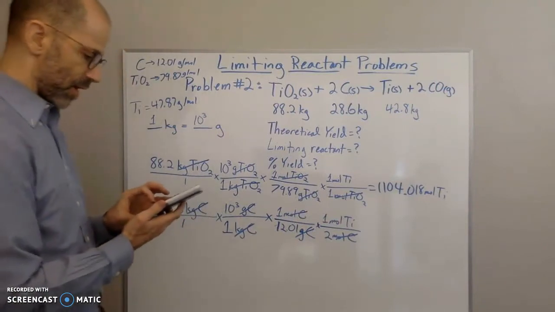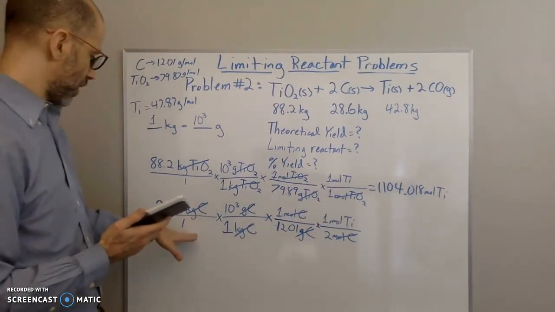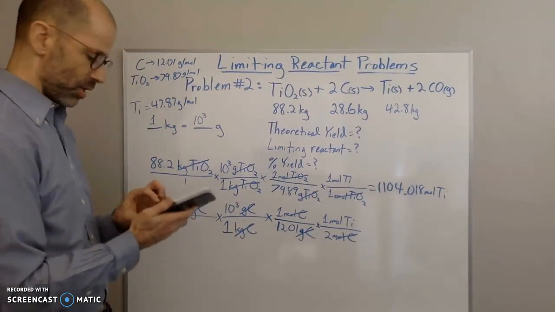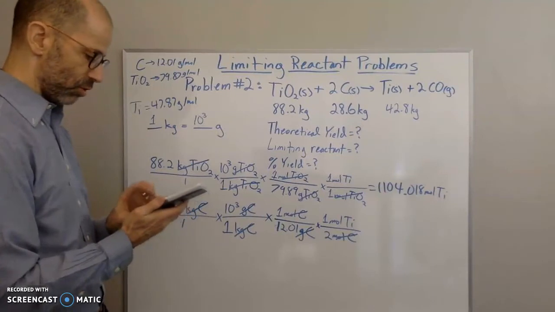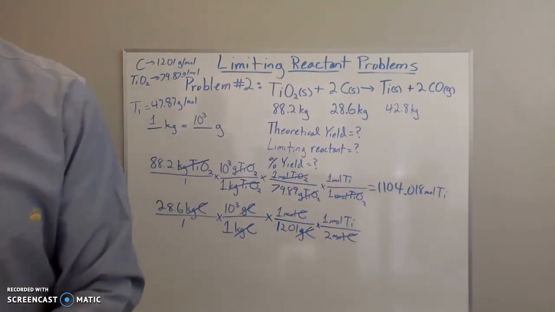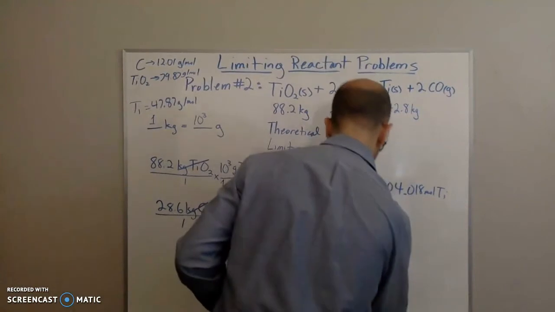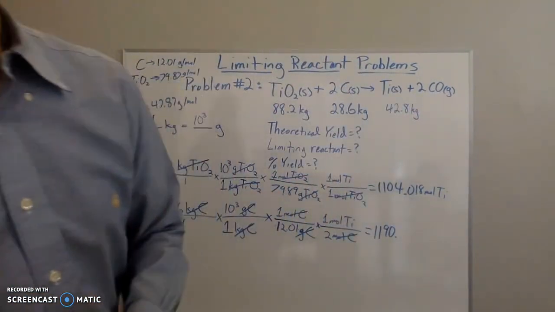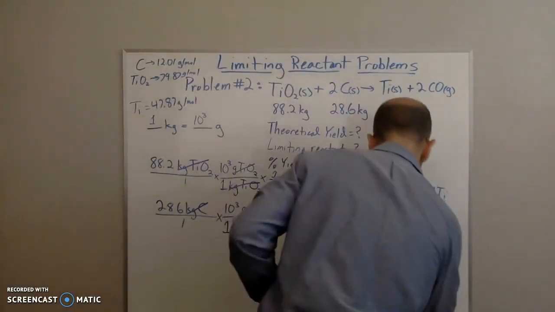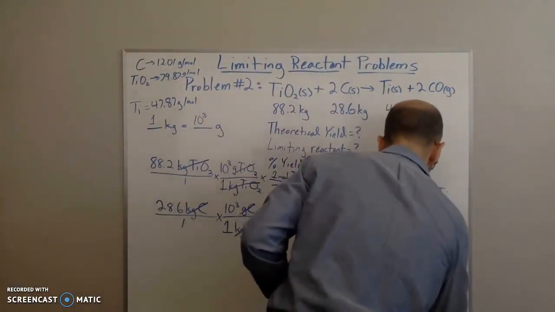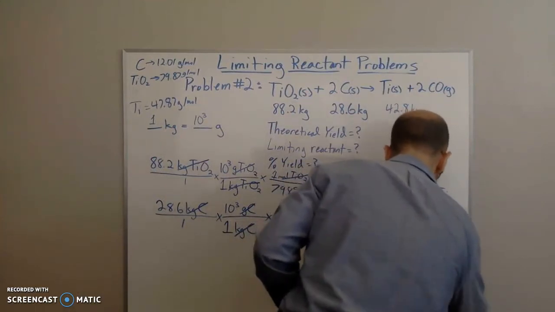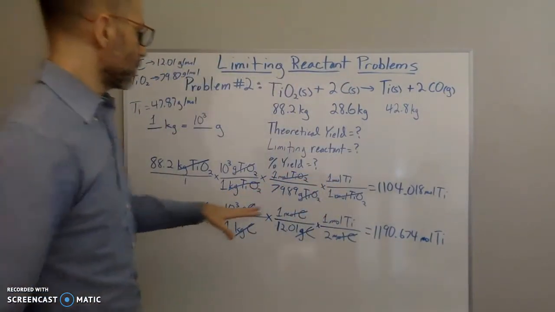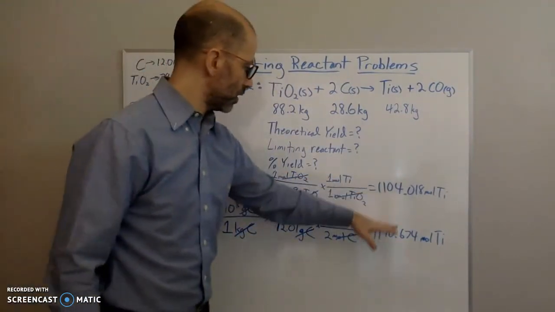So now I'm going to divide by the bottom, which is 12.01 divided by 2 equals, and I get 1190.674 moles of titanium. So now I can see which one is going to give me the theoretical yield.